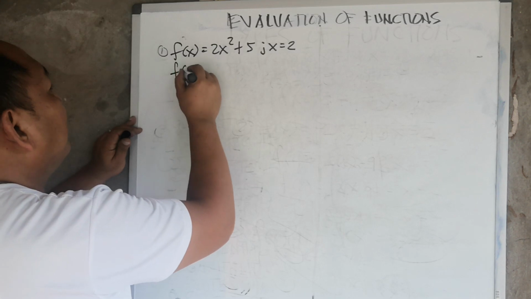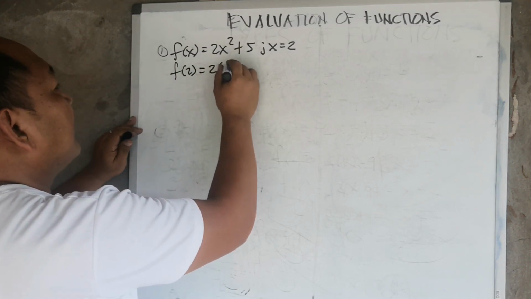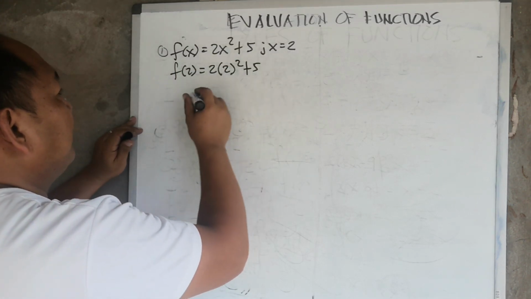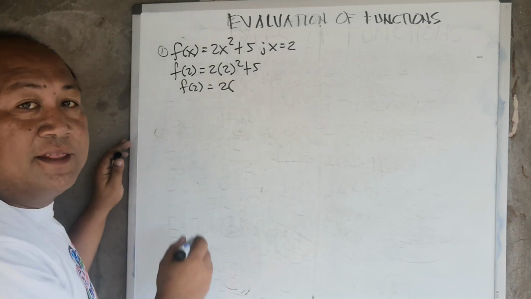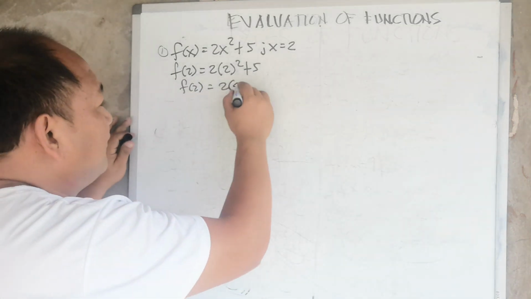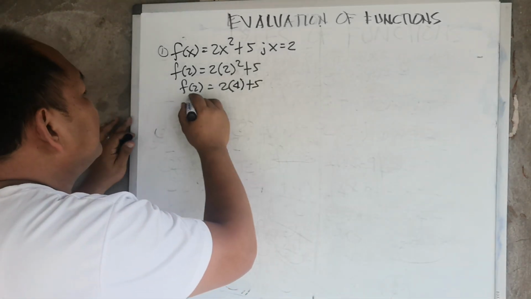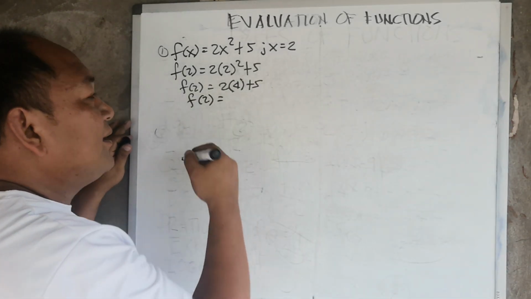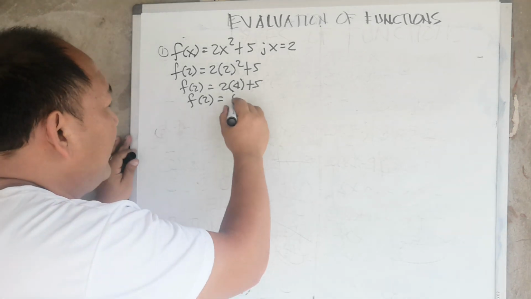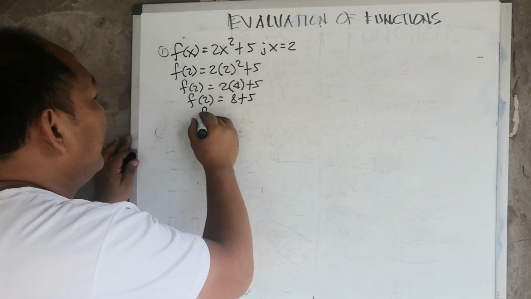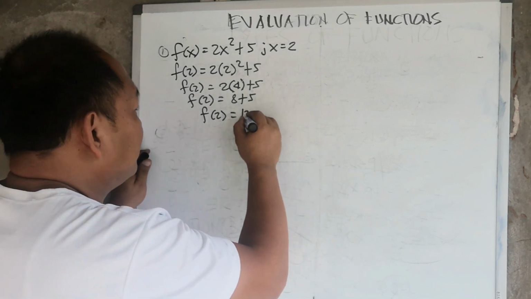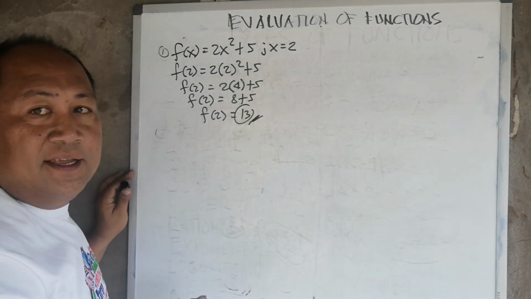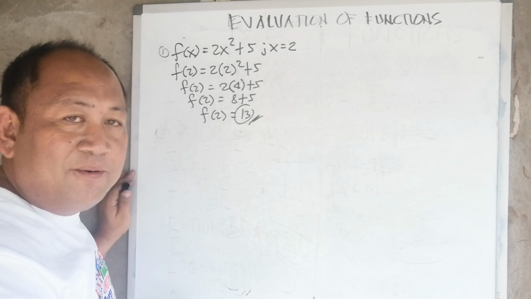So f of 2 equals 2 times 2 squared plus 5. So, f of 2 equals 2 times, what is 2 squared? That is 4, plus 5. So we have f of 2 equals 2 times 4, 8, plus 5. And f of 2 now equals 8 plus 5. That's going to be 13. Okay, that's our answer for example number 1.